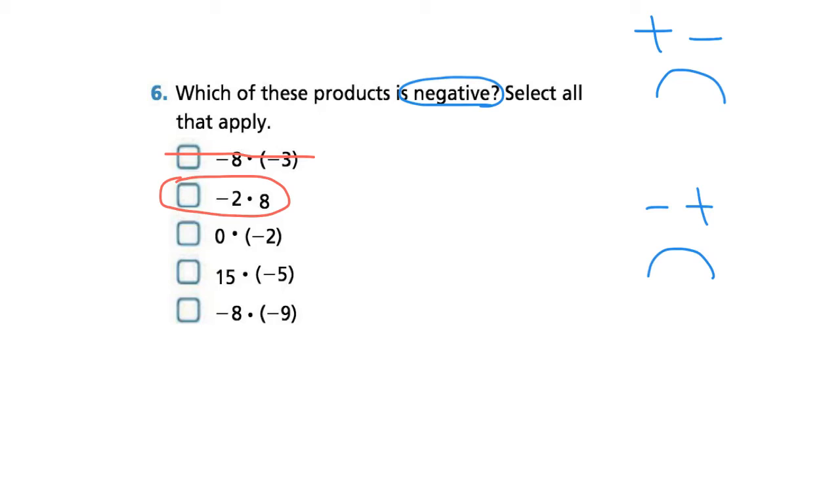The third one, 0 times negative 2. Well, the zero property of multiplication tells us that anything times 0 is 0. And 0 is not positive or negative. So we will not choose this one. Our next one, 15 times negative 5. Positive times negative, different signs give us a negative answer. Our last one, negative 8 times negative 9. 2 negatives, same sign, positive answer.